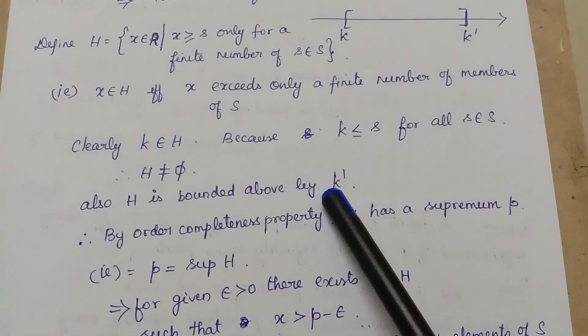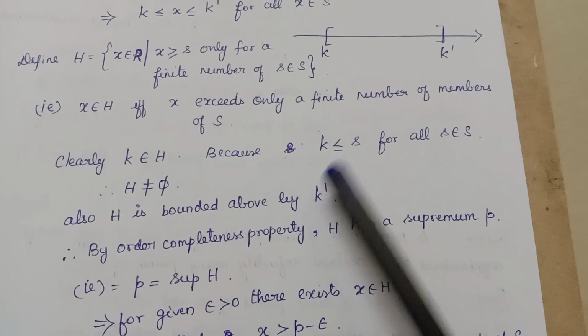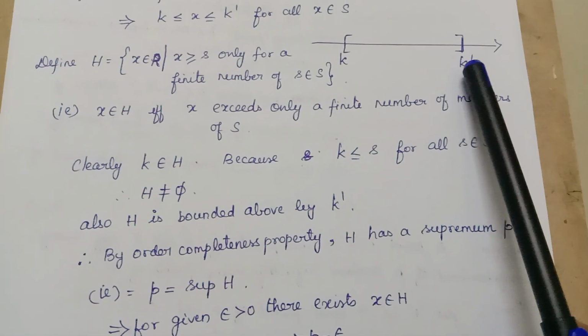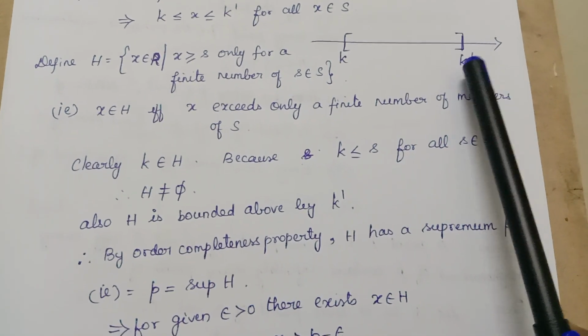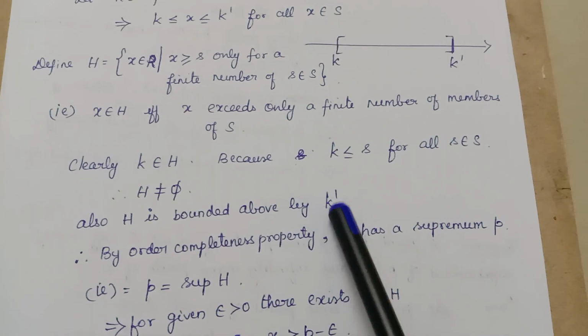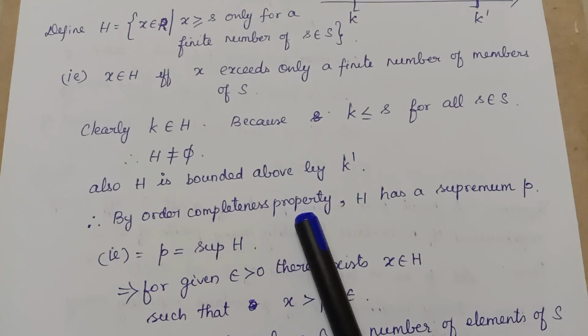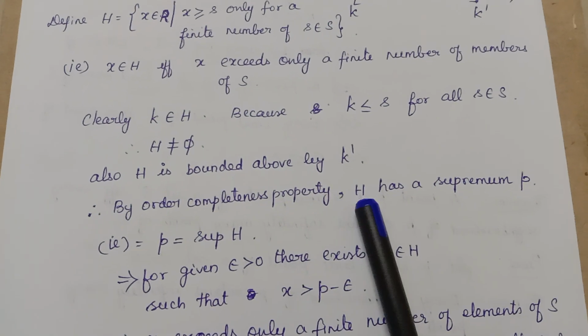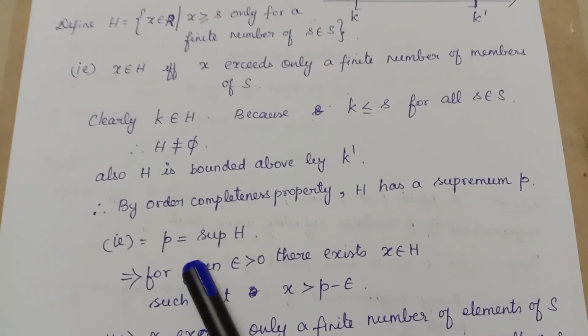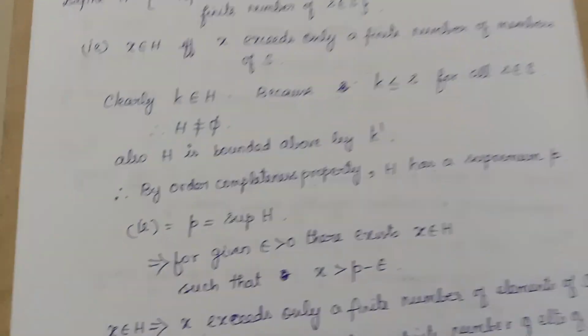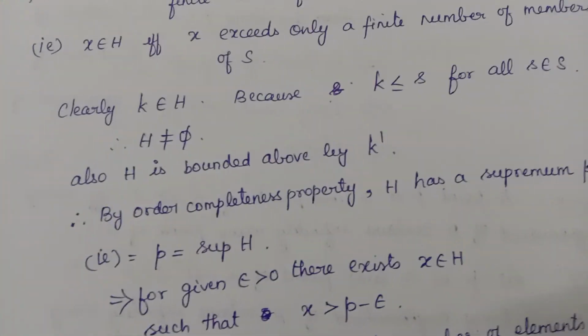Also it is bounded above by k dash, because by the definition of H, what do we conclude? It is bounded above by k dash. So k dash is also an upper bound. But it is an upper bound, so by the order completeness property of the real numbers, H will have a supremum, no? I am taking that supremum as P.